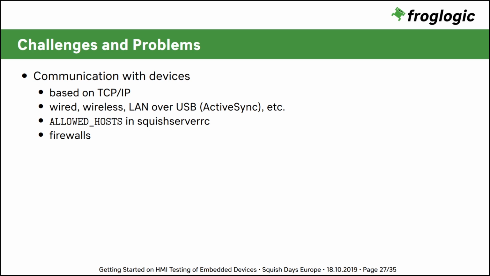Like with any network, you might have problems with firewalls, so you have to check if there is anything blocking the communication. And in the case that you are running the Squish server on the embedded device, you want to check the file called squishserverrc in the etc folder, and inside of that file there is one setting which tells Squish from which hosts the connections can be accepted. We don't want anyone in the network to be able to connect to the remote device, so you have to specify there who can connect to the remote Squish server. That is, of course, for security reasons.